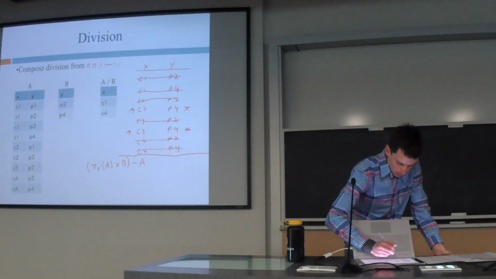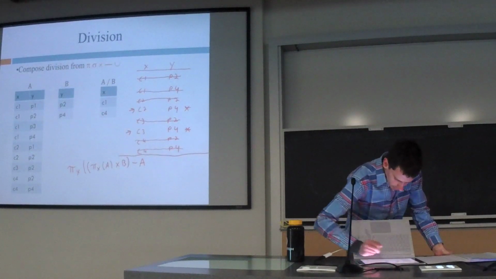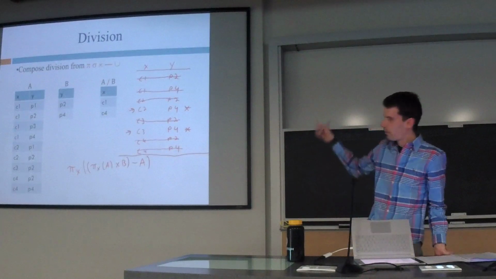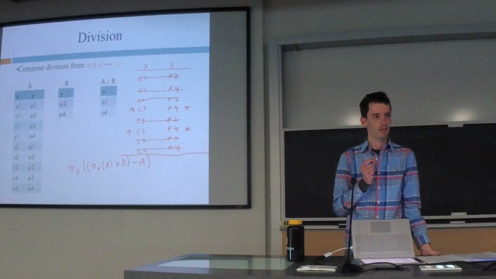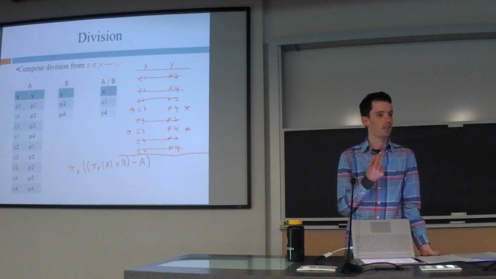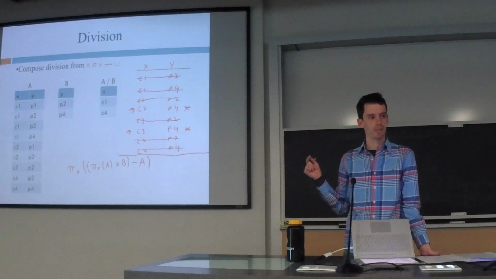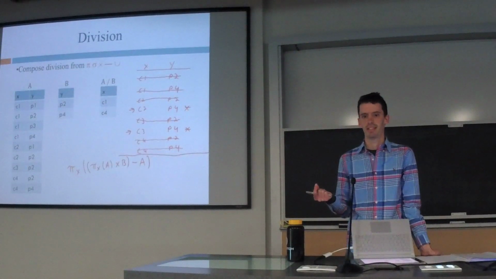But I can project out of that. Let me just project X out of that whole table. Now that just gives me cars. It gives me the cars C2 and C3. This is very close to the answer. These are the cars that do not have all those parts. I want the cars that do have all those parts. So there's one more step.